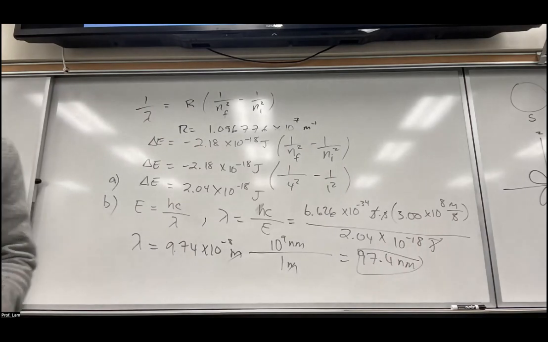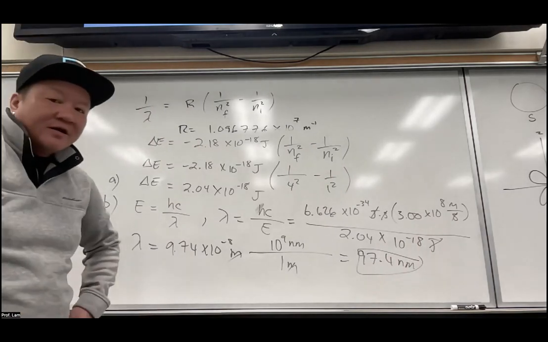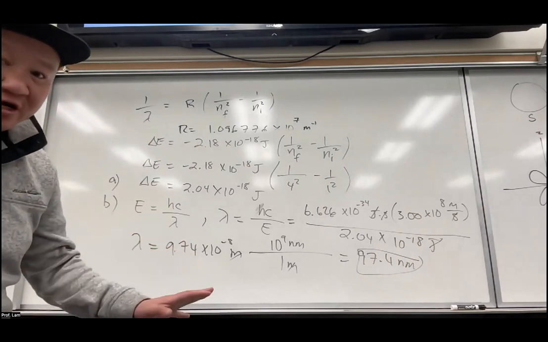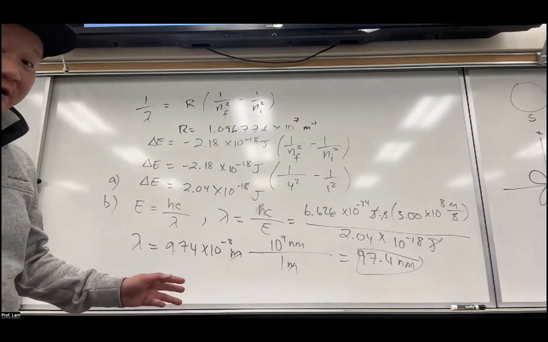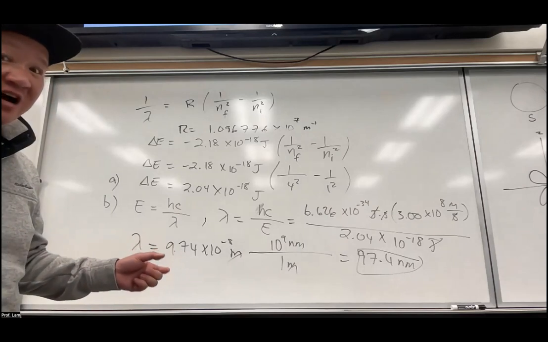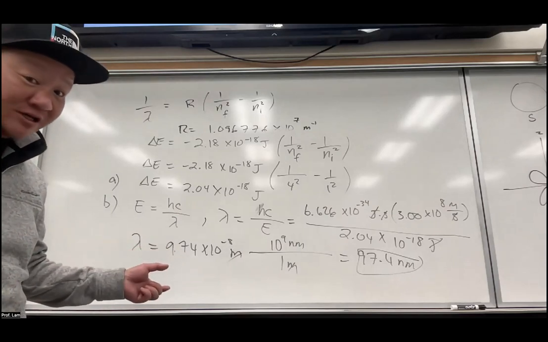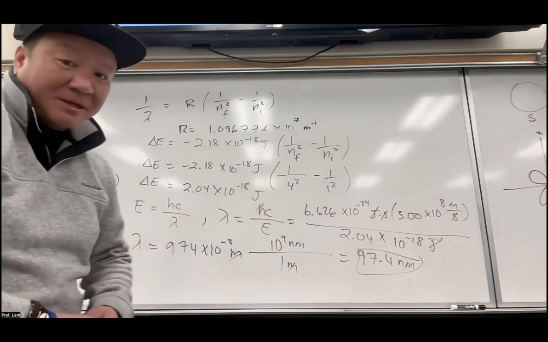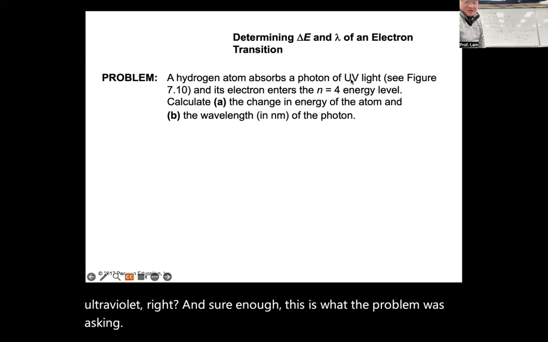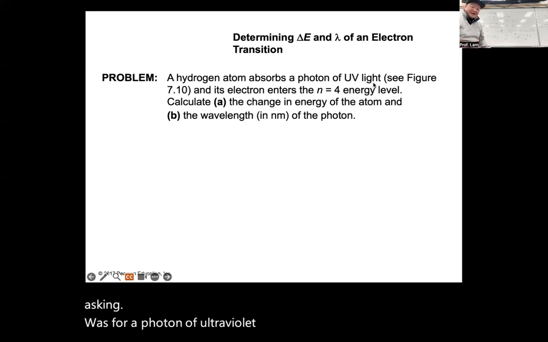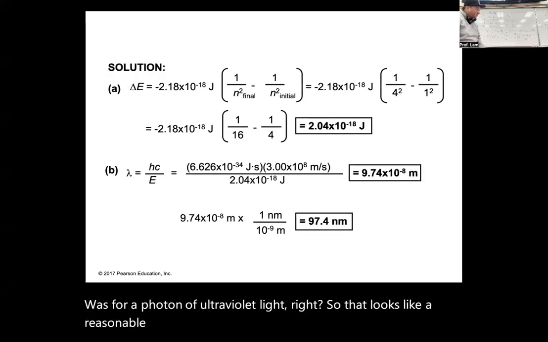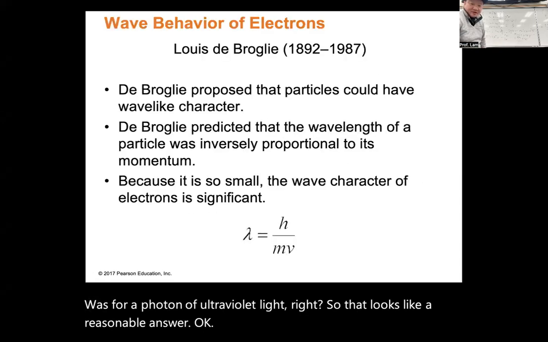Okay. So if you guys orient yourself, where's 97.4 nanometers? Remember, red light is about 700, purple light is 400. 97 nanometers is even shorter than violet. So that region is called ultraviolet. And sure enough, this is what the problem was asking for, a photon of ultraviolet light. So that looks like a reasonable answer. All right, let's move on.